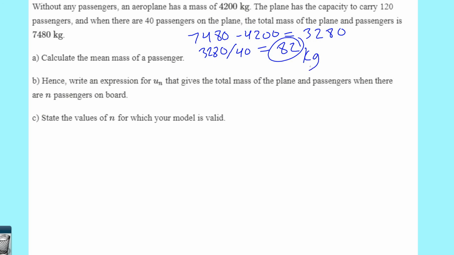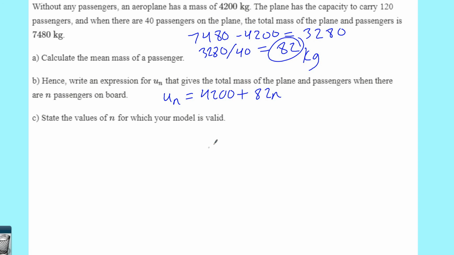So, hence, write an expression for the nth term that gives the total mass of the plane and passengers when there are n passengers on board. All right. So, to find the weight of the entire plane is 4,200 plus 82. What did they say for n passengers? State the values of n for which your model is valid.